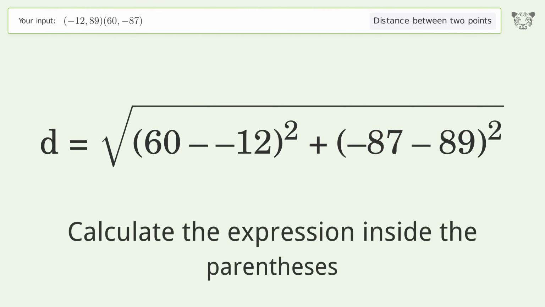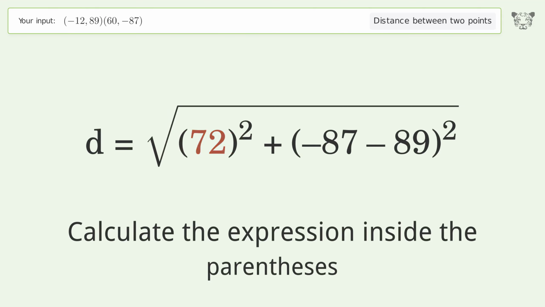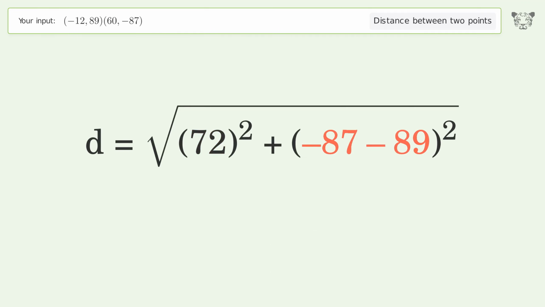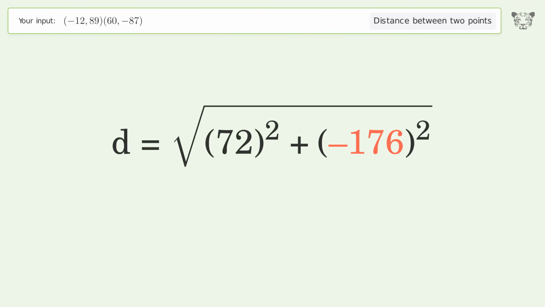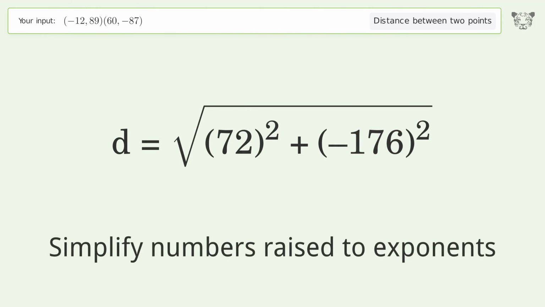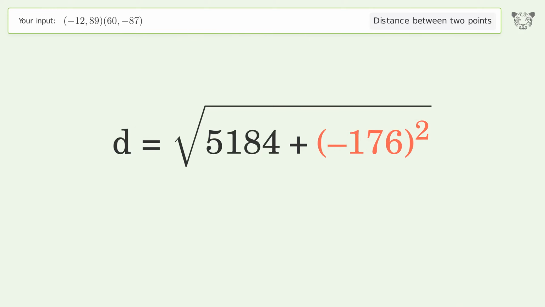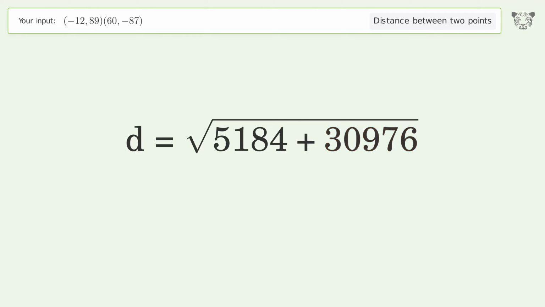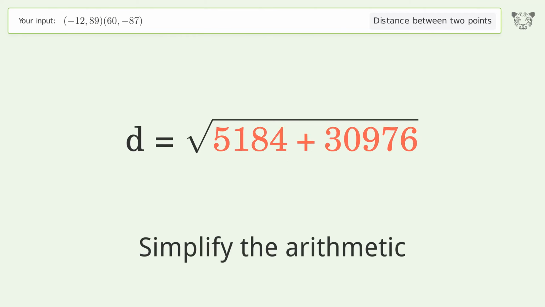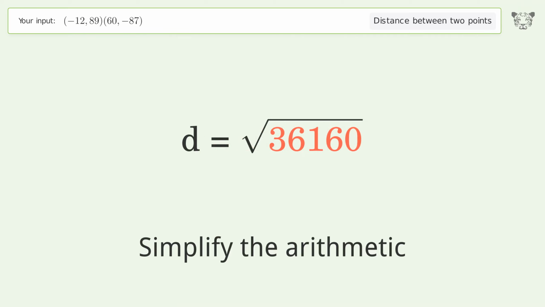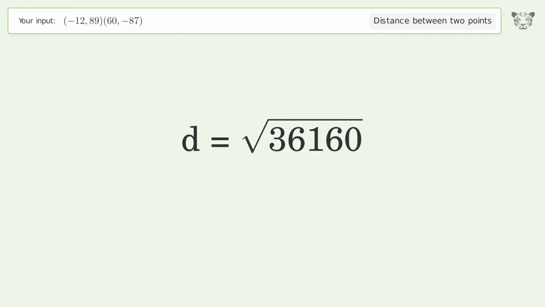Calculate the expression inside the parentheses. Simplify numbers raised to exponents. Simplify the arithmetic. And so the distance between the 2 points is the square root of 36,160 or 190.158.